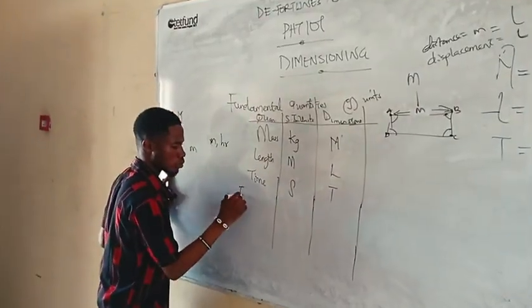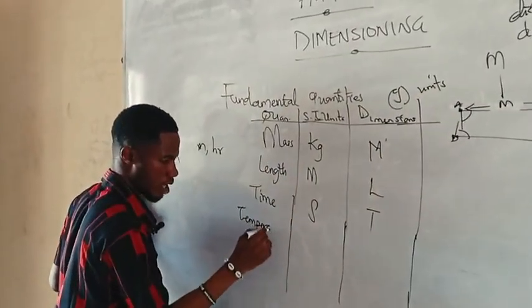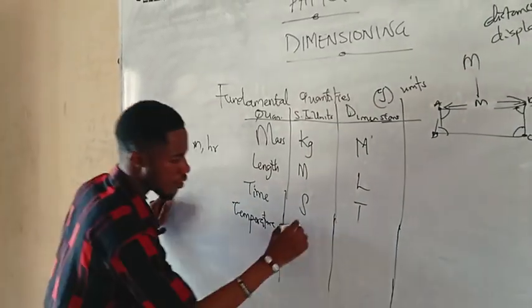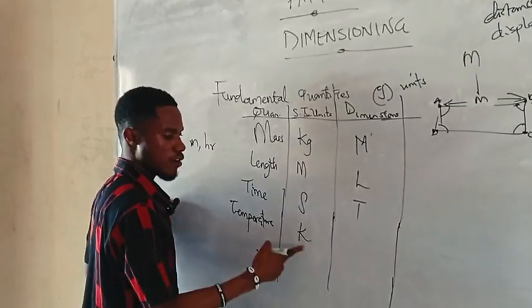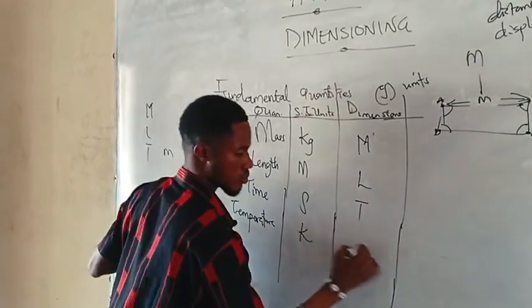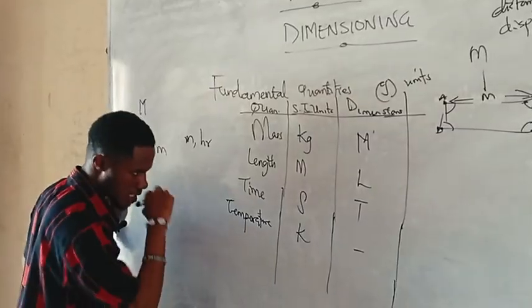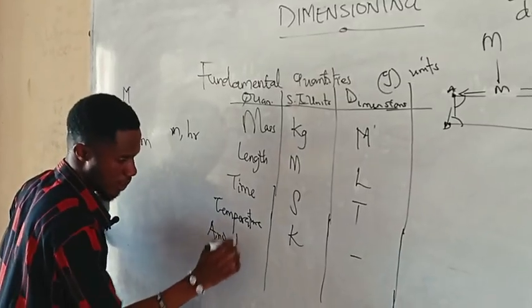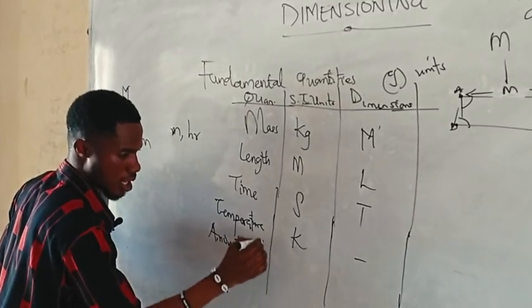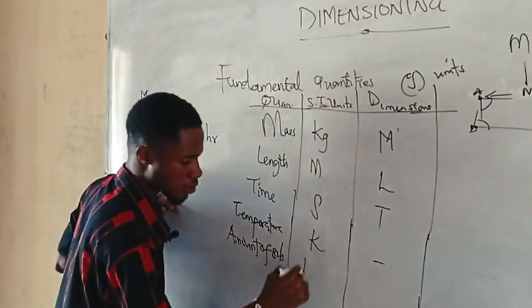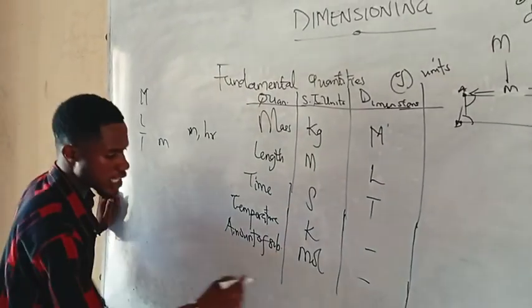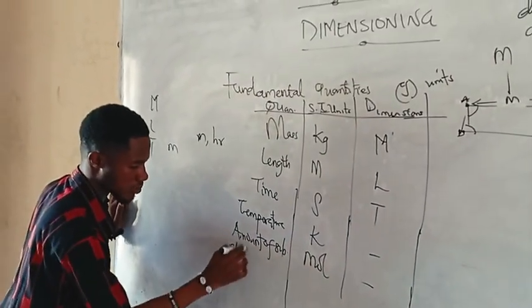After this, we have the next one as temperature. The SI unit for temperature is Kelvin. Dimension: nothing. We have the next one as amount of substance, which is in mole. Dimension: null. We have the next one as electric current.